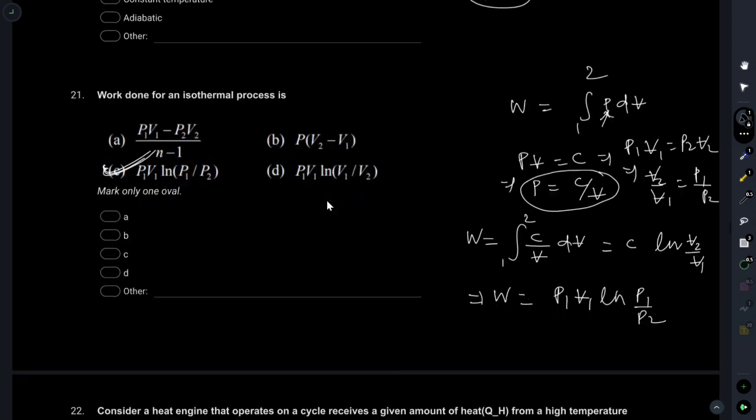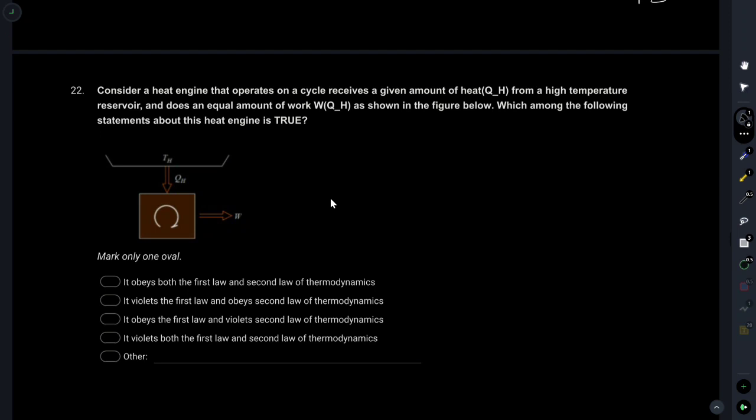Hope it is understandable. Moving further towards the next question. Now here, consider a heat engine that operates on a cycle, receives a given amount of heat QH from a high temperature reservoir and does an equal amount of work W, equal to QH, as shown in the figure given below. Which among the following statements about this heat engine is true? So we need to find out which statement is true. If we look into this configuration, this is the high temperature reservoir, we are extracting this amount of heat QH and supplying it to a heat engine which is supplying work equal to QH.